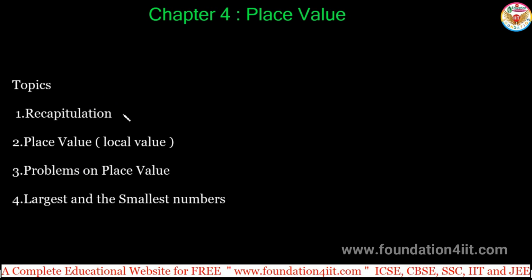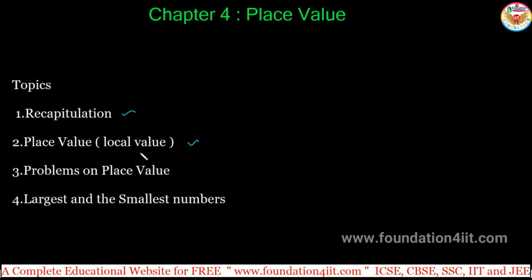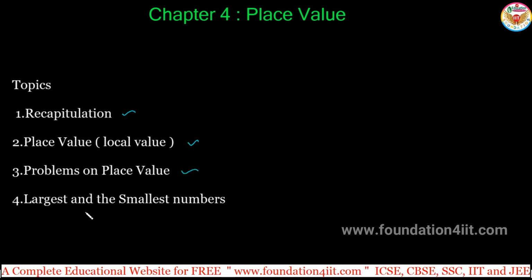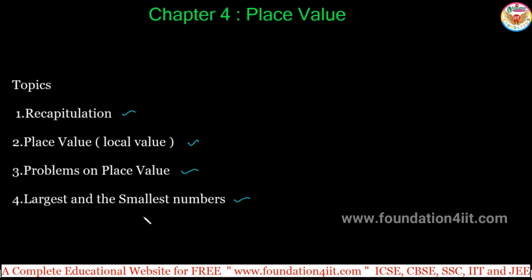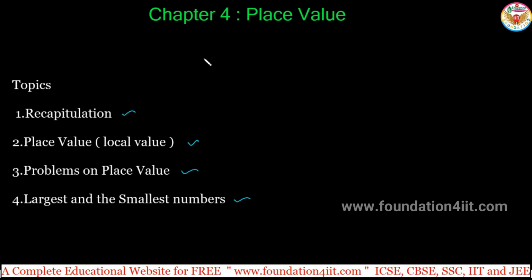Let us recapitulate the previous topic first. Then what is place value or local value, how to identify it, and problems on place value. You'll see the largest and smallest numbers, how to identify them and the difference between them, and based on some ascending concepts also we'll see in this. Okay, this is an easy chapter. These are the topics. If you know the basic knowledge about the number system, then you already know, right?